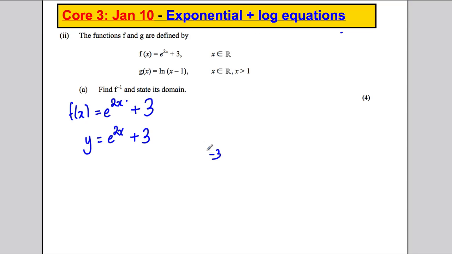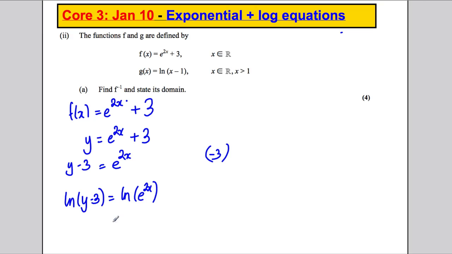If I subtracted 3 off both sides, I got y subtract 3 is e to the 2x. Then if I took lns of both sides, ln of (y minus 3) is equal to ln of e to the 2x. Now I can bring down the power of 2x. So 2x ln e is equal to ln (y minus 3). And ln e is of course 1. So 2x is equal to this. So in particular x is equal to a half ln (y subtract 3).